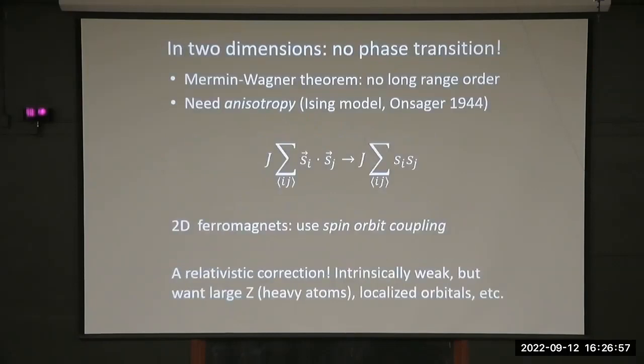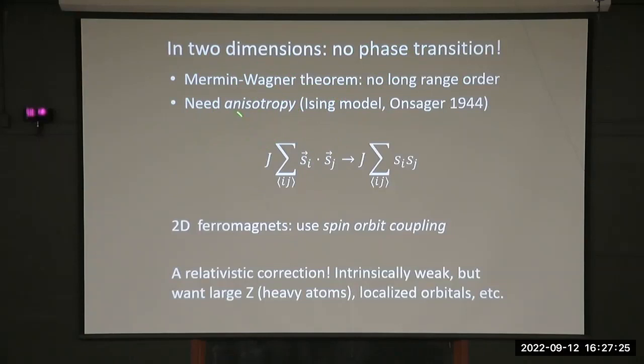Now there are of course some subtleties. For example, in 2 dimensions you have the Mermin-Wagner theorem. You don't necessarily expect to have long-range order. So how do you have magnets in 2 dimensions, or in materials that are very layered where they're effectively 2-dimensional? It turns out that this gets resolved if you have some anisotropy. If you have an Ising model, where the spins are constrained to point out of the plane only, then it's perfectly fine to have a phase transition.